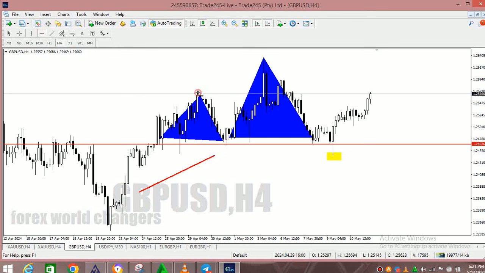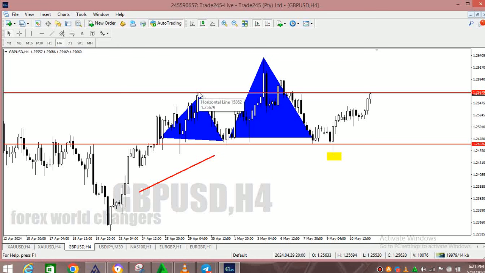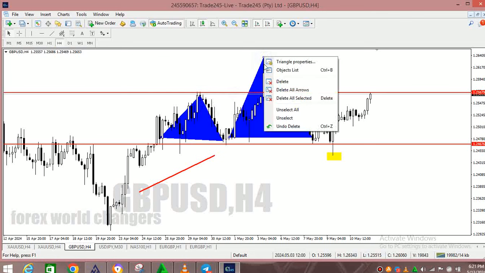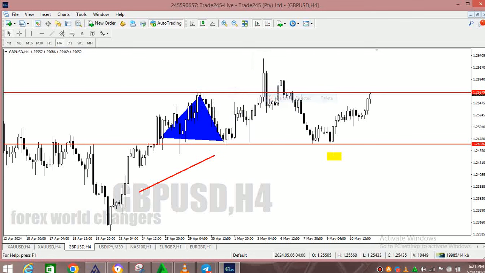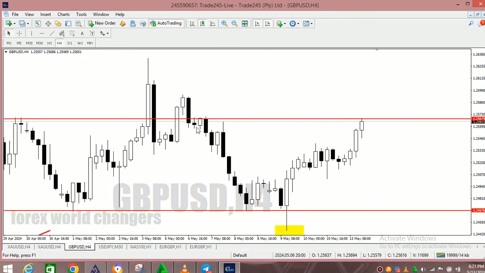Let me just delete this, because there's something I want to show you that is inside. Okay, so this is your entry point, just exactly on the left shoulder, but not just looking at the left shoulder as your reference to sell. This base candle is actually telling you this is a very nice supply zone for a sell. So you have to draw your sell here, because this is the higher time frame.